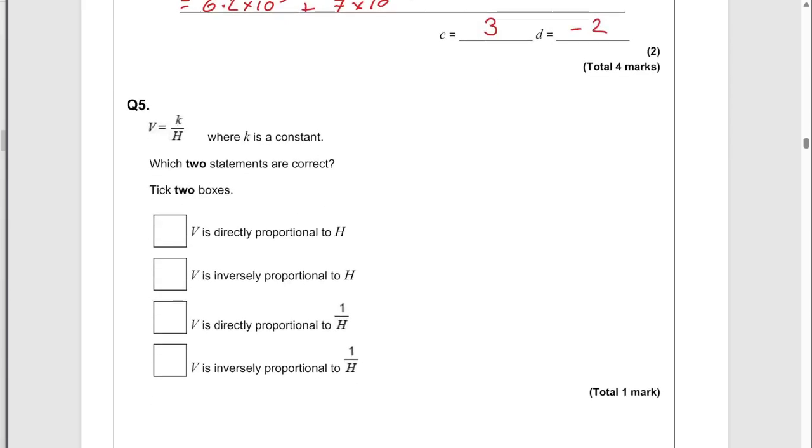And then question 5. V is equal to K over H, where K is a constant. Which 2 statements are correct? Well, this is a standard way of saying that V is indirectly proportional to H, or inversely proportional to H. So V is inversely proportional to H. You can also argue that V is directly proportional to 1 over H. So those are the 2 statements that you would tick.